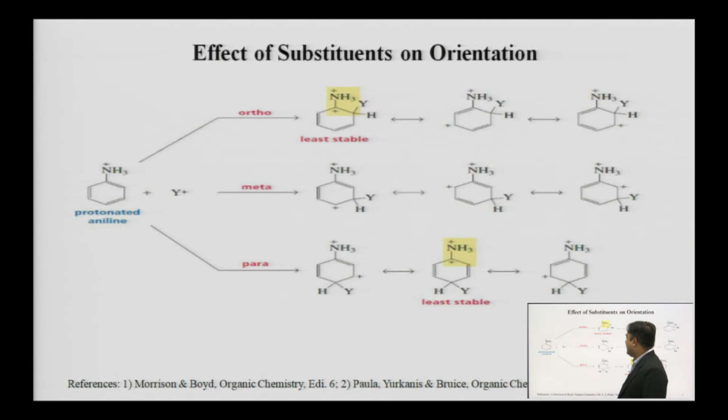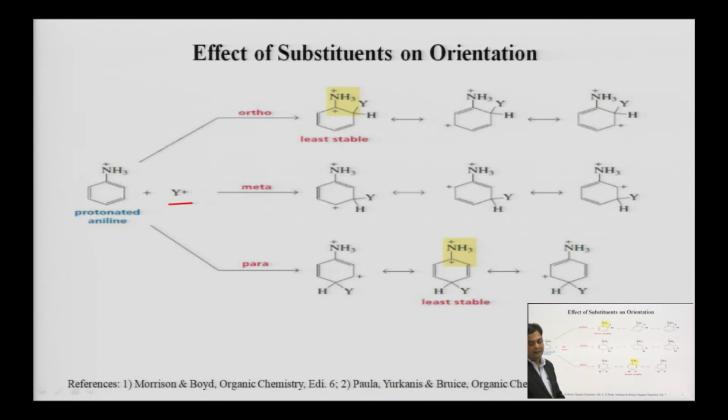So, here again we can see, in the case of aniline, as we told you in the previous lecture, the ammonium ion is the only group which cannot show resonance. Okay. It can withdraw electrons by the inductive effect only. So, here we can see how the ammonium ion can affect the orientation on the benzene ring for an incoming electrophile. Here you can see an example of protonated aniline, and there is a second electrophile, Y plus, which is going to attack the benzene ring.